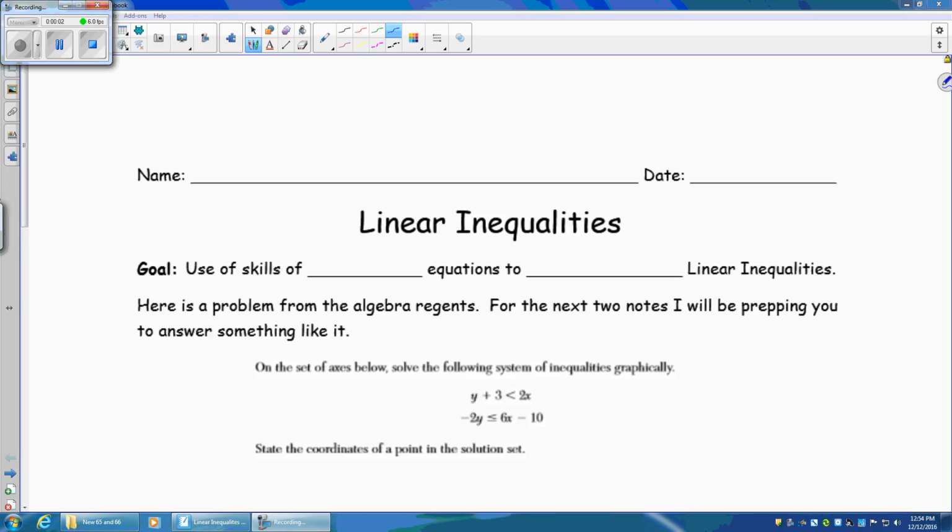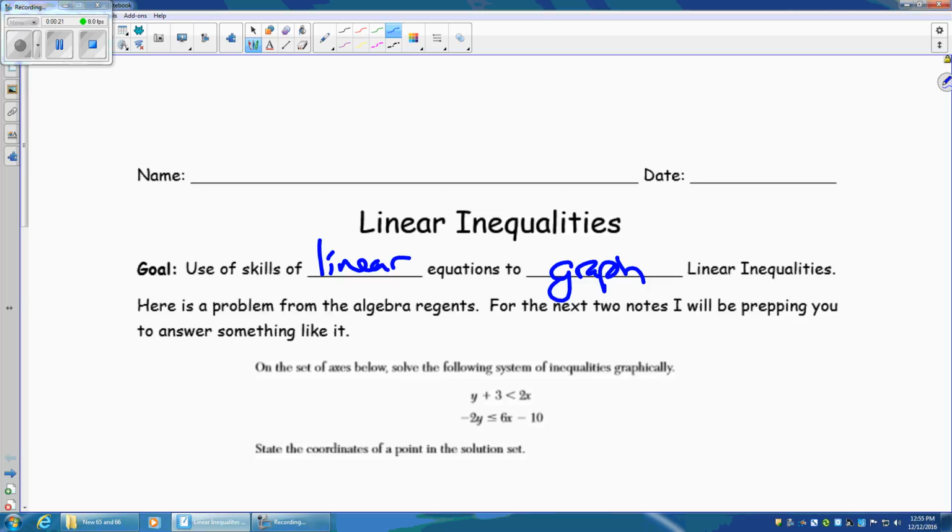Alright guys, so we're going to do something new today. It's going to be really familiar though, because what we're going to do is use skills of linear equations, like y equals mx plus b, to graph linear inequalities.